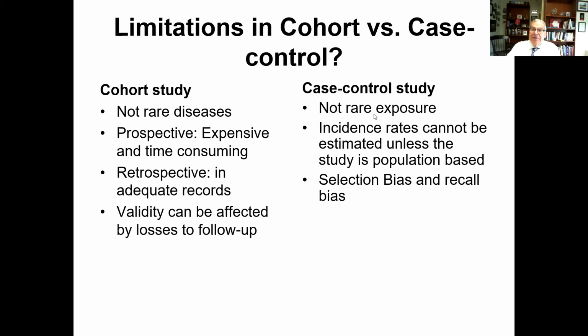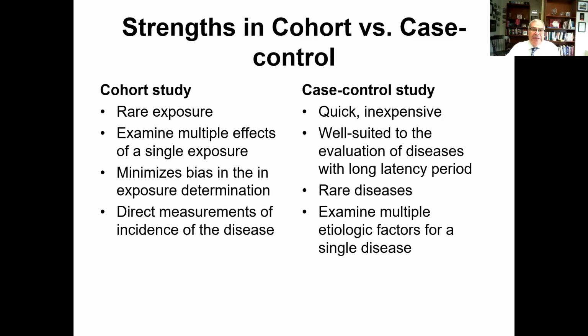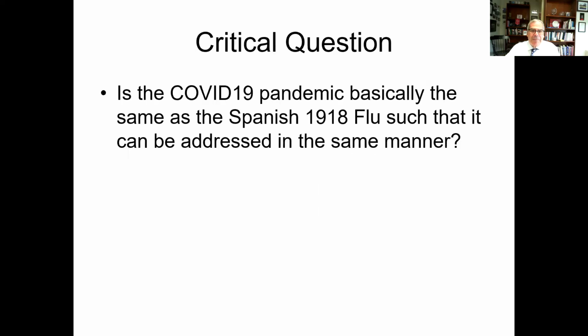A case control study, on the other hand, is not for rare exposures, but it is for rare diseases. It's great for that. Incidence rates cannot be calculated with a case control study, and there is selection bias and recall bias because you're basing things on the past and getting people to carry it forward. But again, it's a useful tool. For case controls, it's basically less expensive, and good for the rare diseases that we've been talking about.